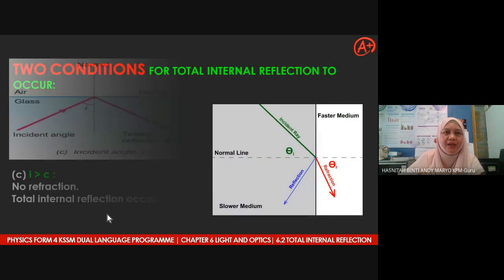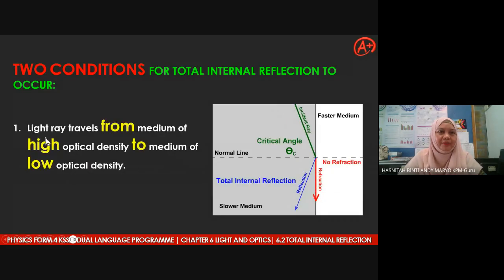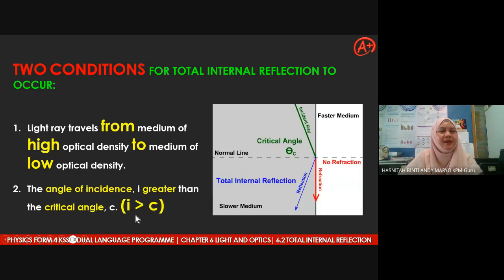Next, this is what I mentioned just now. The two conditions it must obey for total internal reflection to occur. Number one, the light ray must travel from a medium of high optical density to a medium of low optical density, for example, from glass to air, from water to air. Second, I must be greater than C. The angle of incidence must be greater than the critical angle. It must fulfill these two conditions, then only total internal reflection occurs.